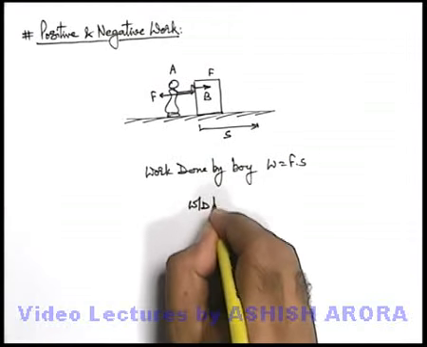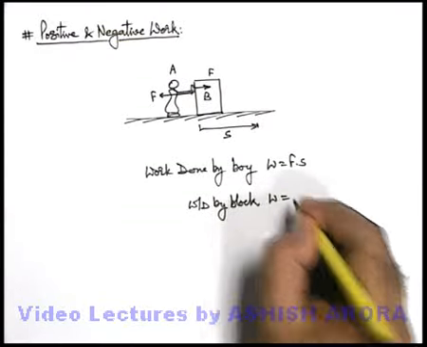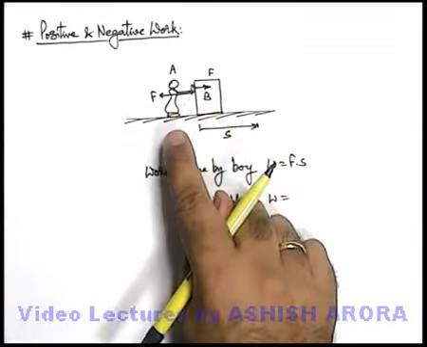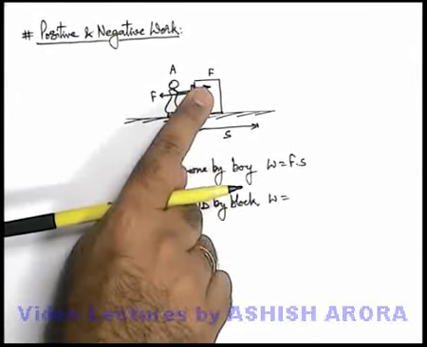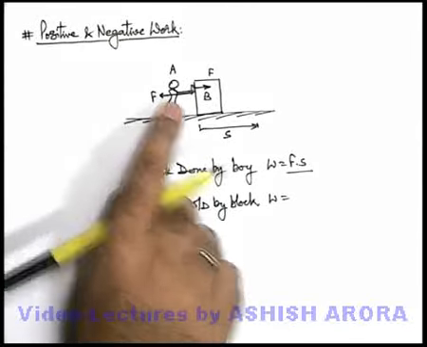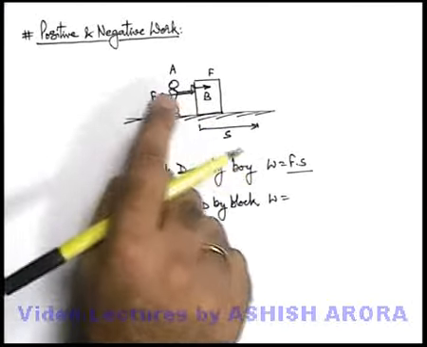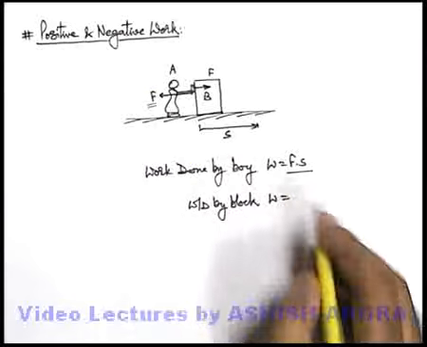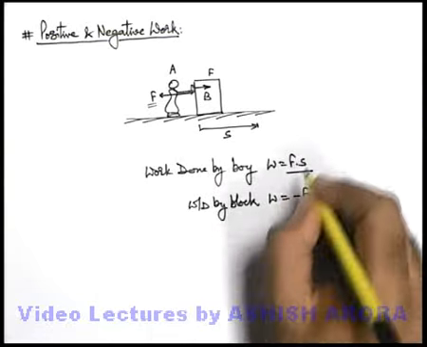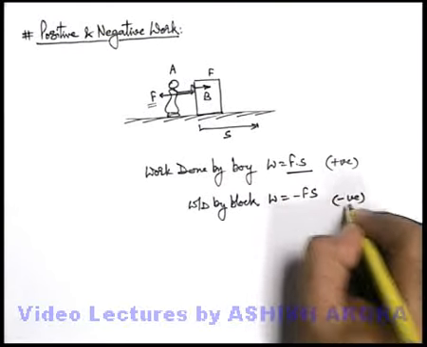If we calculate work done by the block, this work can be simply given as F into S into cos of the angle between them. So work done by the boy can be written as Fs cos 0, so it will be Fs. In this situation, work done by the block, if we calculate, this is the force which is applied by the block. So it is F into S into cos of 180 degrees, that will be minus Fs. Here this work is positive and this work is negative.